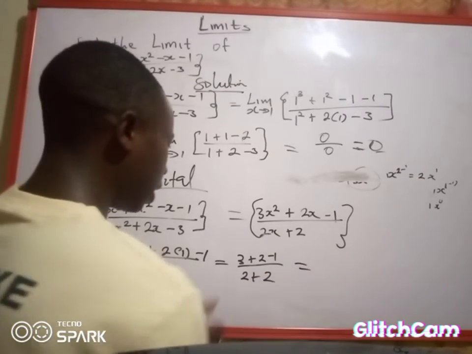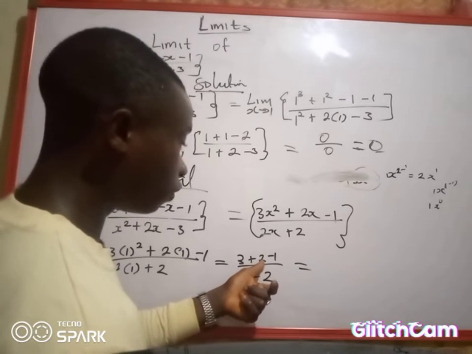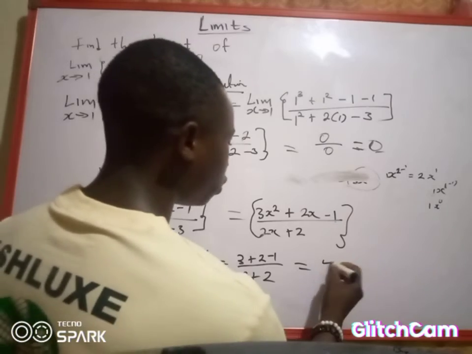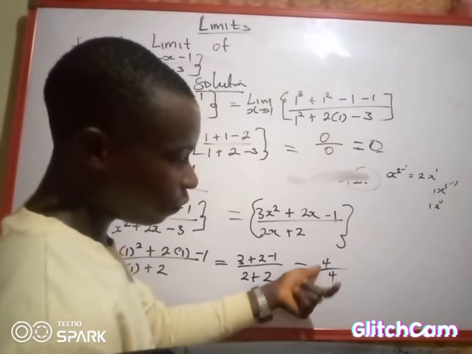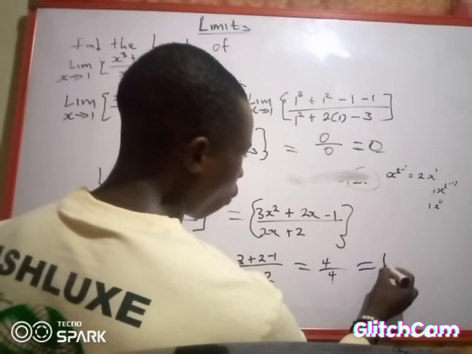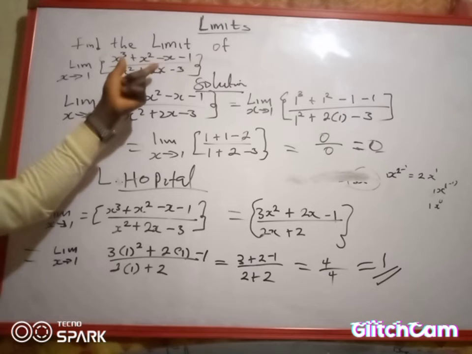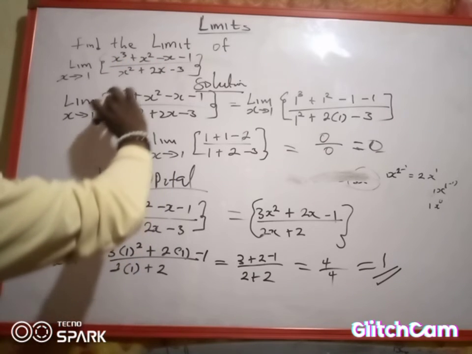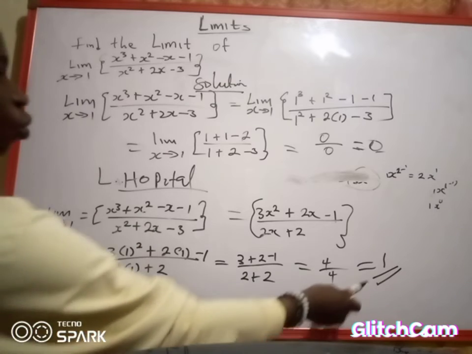So from here now, 3 plus 2 is 5, 5 minus 1 is 4, all over 2 plus 2 is 4. Then 4 divided by 4 is 1. So the limit of this function, s cubed plus s squared minus s minus 1, all over s squared plus 2s minus 3, is 1.